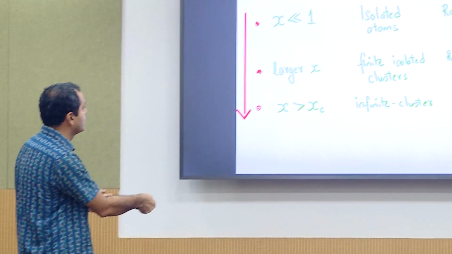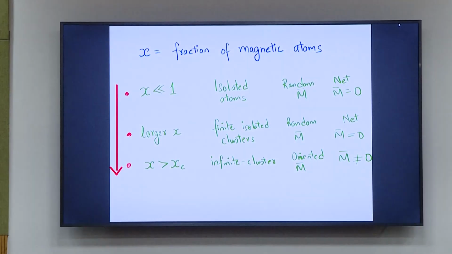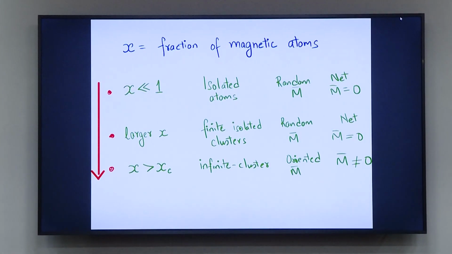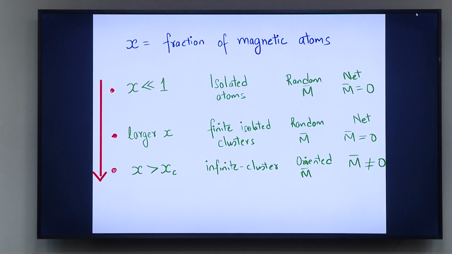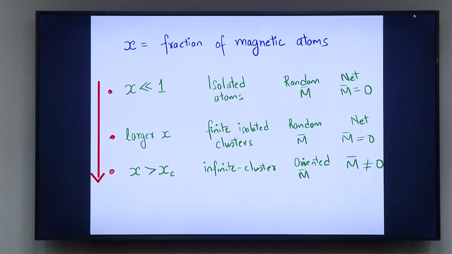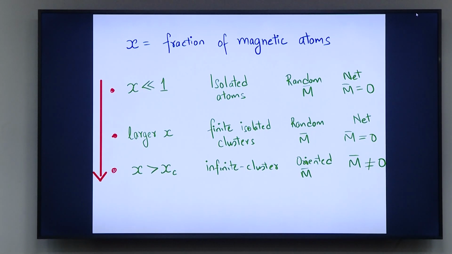If I increase X as depicted in the previous graph, this has some larger X, and some clusters start to form, a cluster of 3, a cluster of 2, and so on. Finite isolated clusters. Again, the direction is random and the net magnetization is close to 0, or it might be a small value in a finite system, but in a large enough system it will be close to 0. And then you go beyond a certain threshold value, and this very interesting nomenclature comes in.